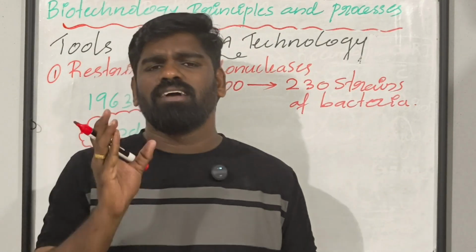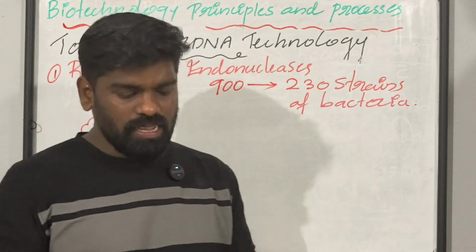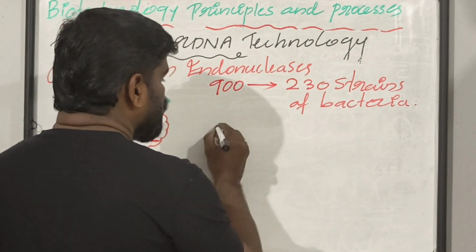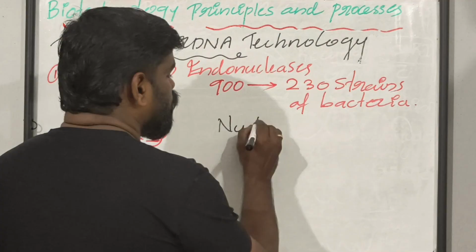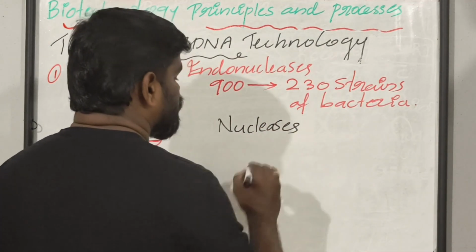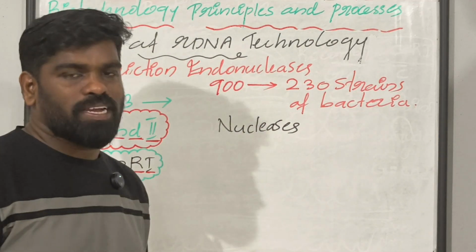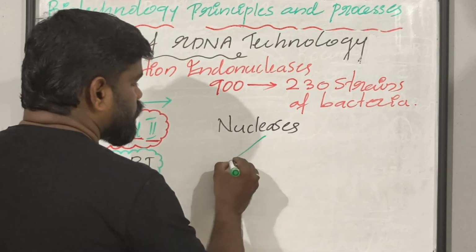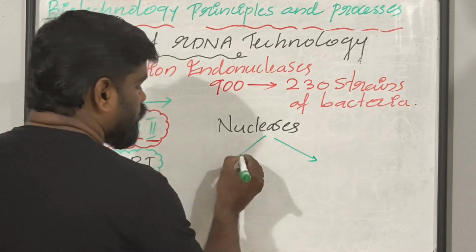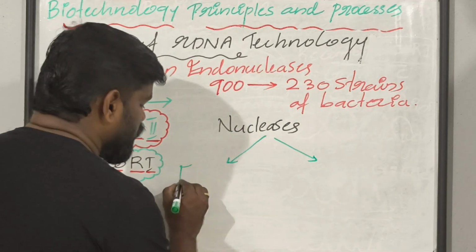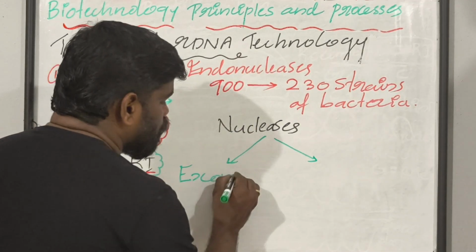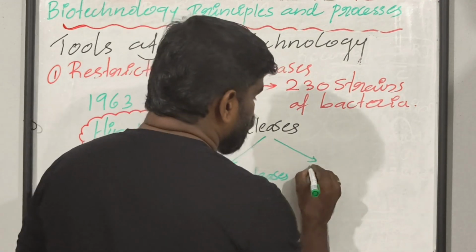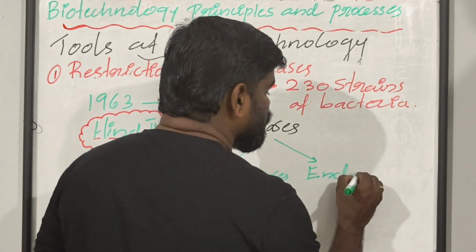Now, see, these restriction enzymes belong to a class of enzymes called nucleases. There are two types of nucleases. First one is exonucleases. Second one is endonucleases.